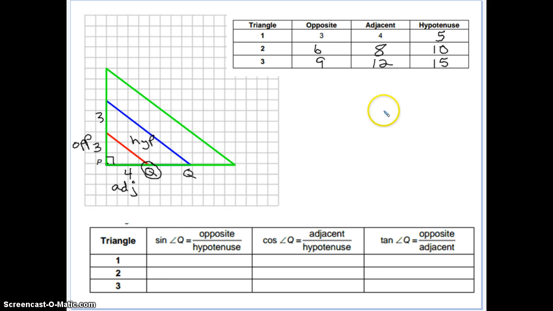Let's fill out the chart here on the bottom now. The sine of angle Q means you put the opposite length over the hypotenuse. So for triangle 1, the opposite length over the hypotenuse is going to be 3 over 5. Cosine of angle Q is going to be the adjacent length over our hypotenuse, so it's going to be 4 over 5. And the tangent of angle Q will be the opposite leg length over the adjacent length, so 3 over 4.